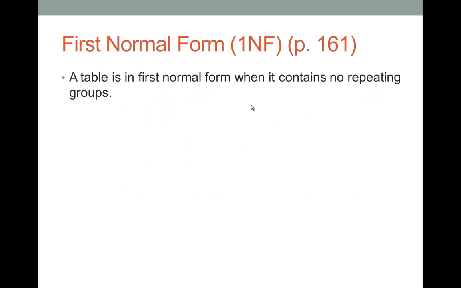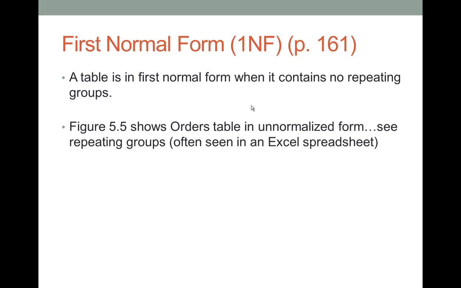Okay, so with those definitions in mind, that brings us to the bottom of page 161 where they define first normal form. And they define it as a table is in first normal form when it contains no repeating groups. So let's take a look at figure 5.5 there on page 161. When I look at something like this and they call it a table, I think of an Excel spreadsheet. And I think of it that way because of that repeating group there.